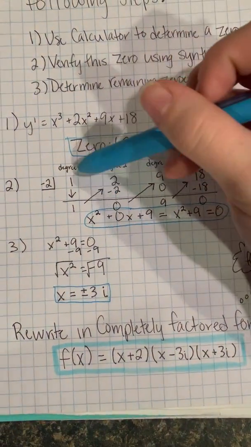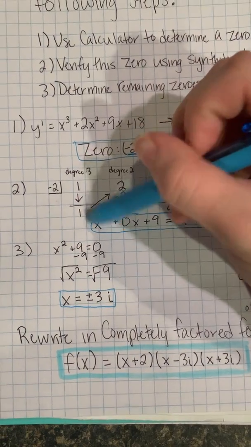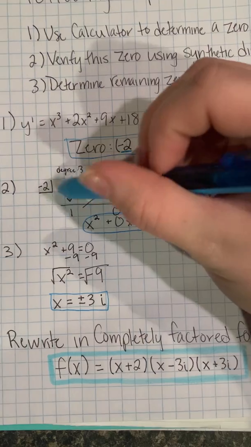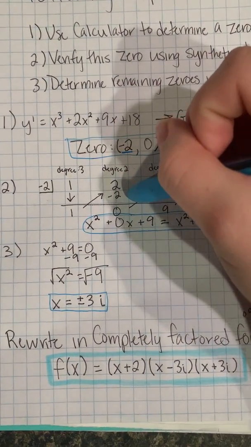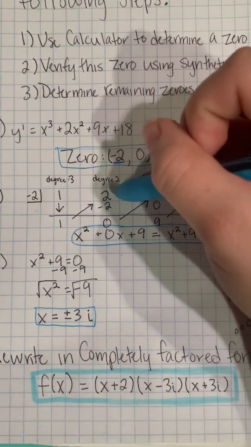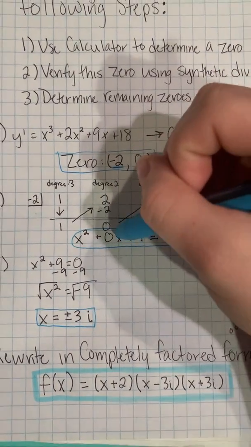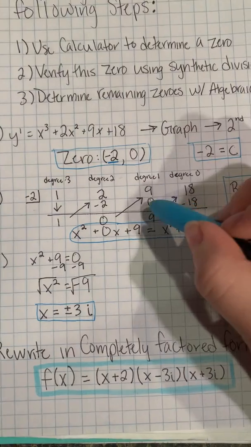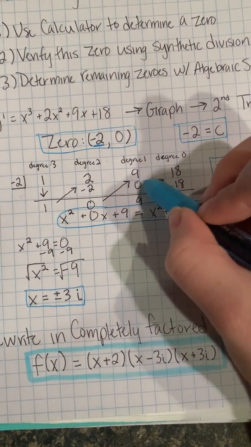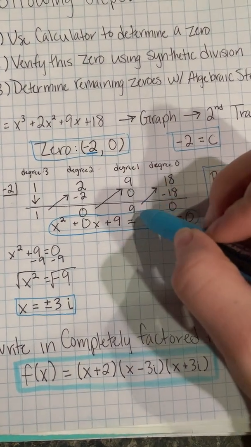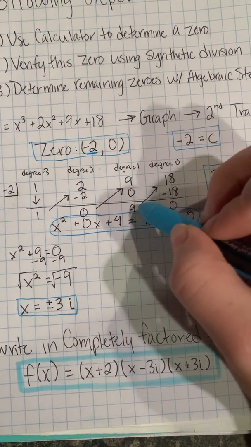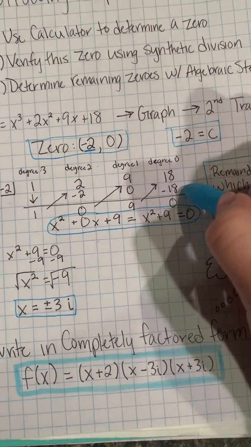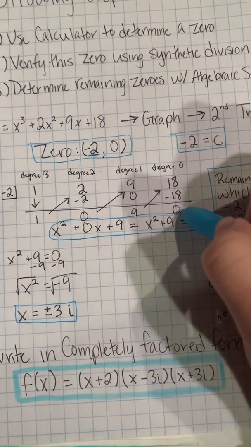So we start by bringing down this first term. Then we'll move across and multiply by -2. So 1 times -2 equals -2. And then we'll add 2 and -2, which equals 0. And again, we move across and multiply. So -2 and 0 equals 0. We'll add 9 and 0, which gives us 9. And then 9 times -2 equals -18. Adding those together equals 0.